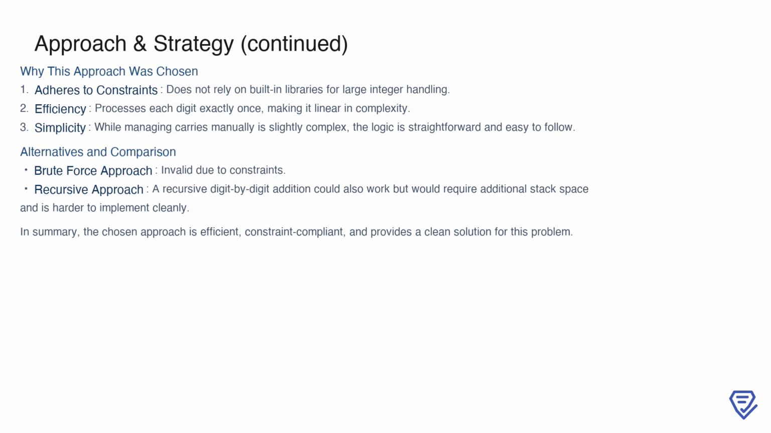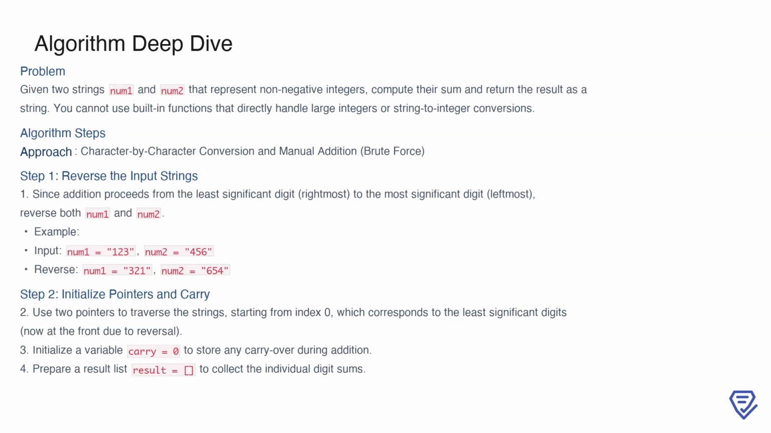In this problem, we're tasked with adding two non-negative integers that are provided as strings. The result should also be returned as a string, and we can't use any built-in methods that directly handle large integers or convert strings to integers. The approach we'll take involves manually simulating the addition process, working character by character from the least significant digit to the most significant digit. To start, reversing both input strings aligns the least significant digits at the beginning, which simplifies traversal. For example, reversing 123 and 456 gives 321 and 654.